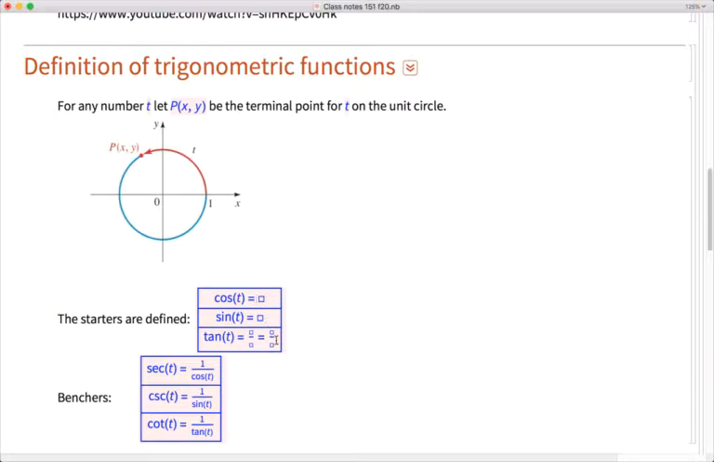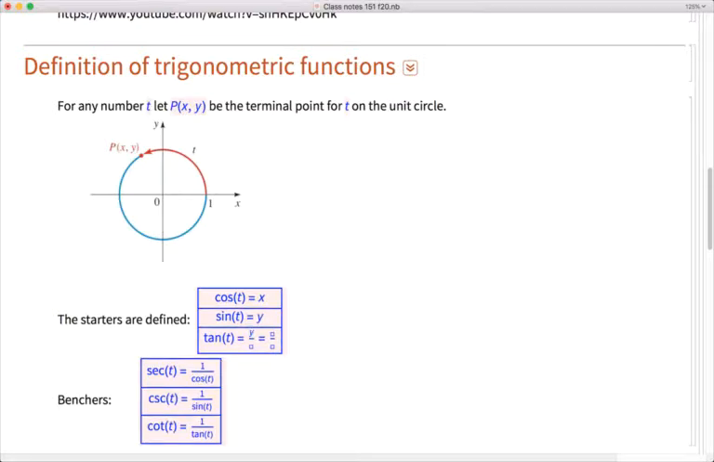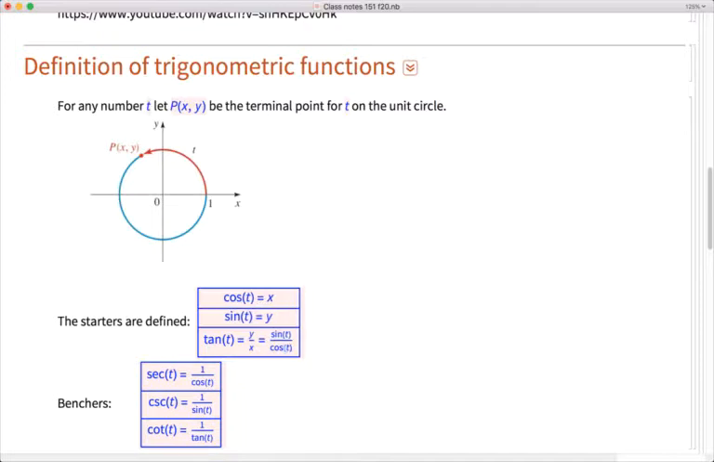Remember I made this joke, the starting, most important trig functions: cosine, sine, and tangent. So here are the starters. The cosine is going to be the x-coordinate of the terminal point. The sine will be the y-coordinate of the terminal point. And the tangent, well, we can do it either way. We can say that it'll be y divided by x, or if we like, we can just say it'll be sine of t divided by cosine of t.